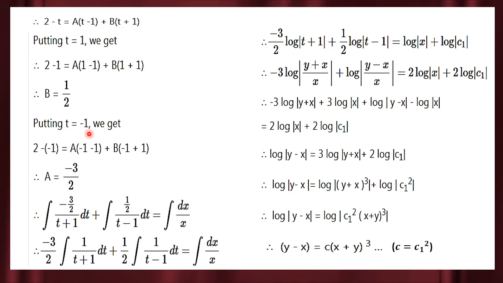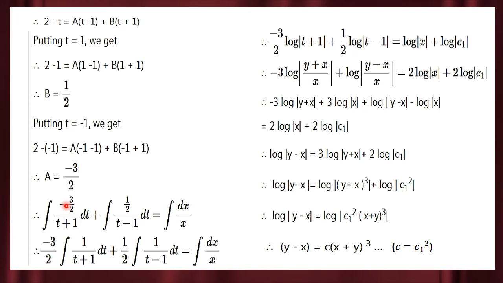Similarly, put t is equal to minus 1, then we can remove this term containing B and we will get the value of A. That is 2 minus of minus 1, 3 is equal to A into (minus 1 minus 1), that is minus 2A plus 0. That is minus 2A is equal to 3, then A is equal to minus 3 upon 2. Now we will substitute this value in the equation containing A and B. Then we integrate each term separately.